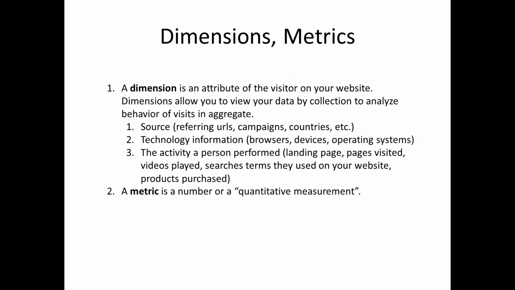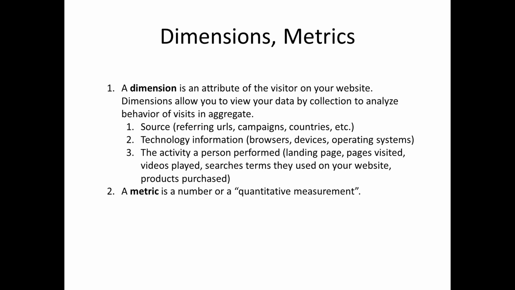So first of all, I thought it would be useful to go over a couple definitions here. This isn't unique to Adobe Analytics, but I think this is an important qualifier before we get into a couple more slides further on. First of all is this definition of dimensions and metrics. So a dimension is an attribute of a visitor on your website. It can be the source, like I've got here. Dimension is your referring URL you came from, or the campaign, or the country you're in.